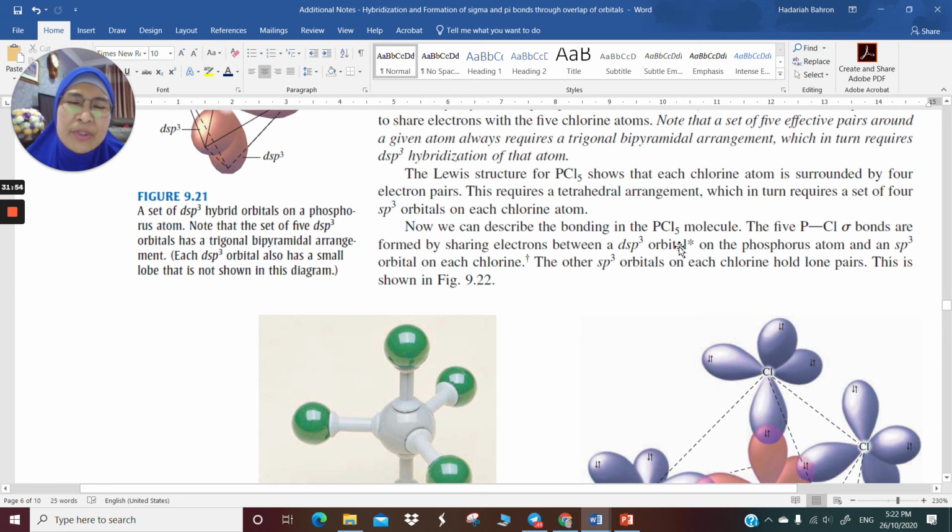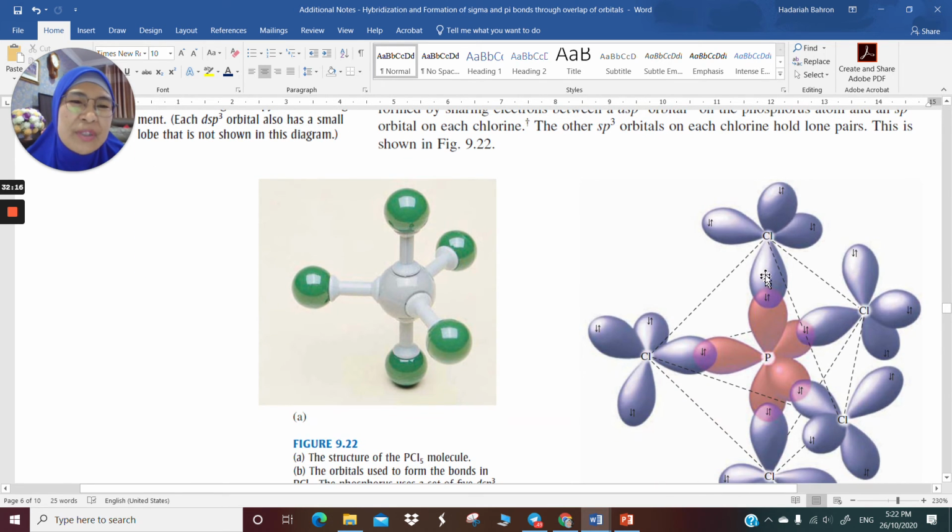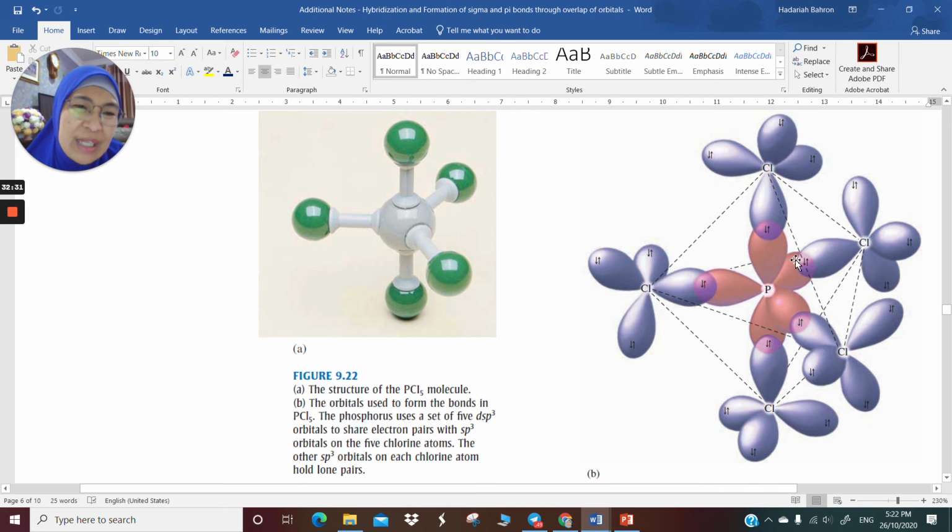So now we can describe the bonding in PCl5. The 5 P-Cl sigma bonds are formed by the sharing of electrons between the dsp3 orbital of the phosphorus and the sp3 orbital on each chlorine. Chlorine has 1 bonding pair and 3 lone pairs, so 4 pairs is sp3. So chlorine has sp3 hybrid, phosphorus has dsp3 hybrid. The overlap is like this, so you have nice overlap between each chlorine and phosphorus. Through head-to-head overlap you make a sigma bond, another head-to-head makes another sigma bond, then the third, fourth, and fifth sigma bonds.